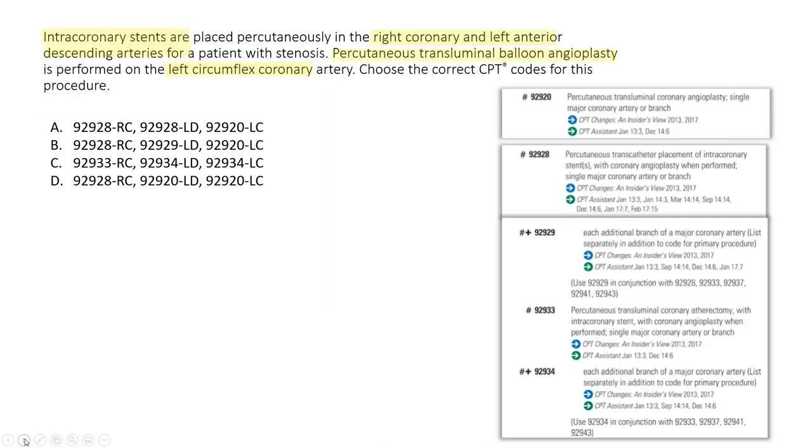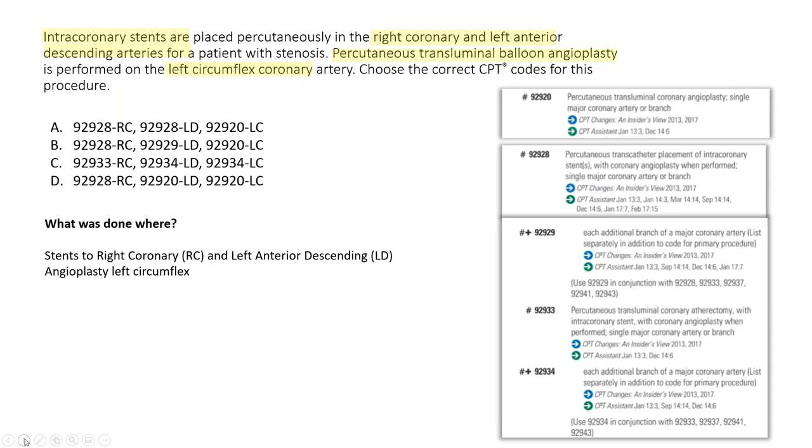Now, let's look at the full codes. Here's our list of what was done. We're looking for intracoronary stents and the percutaneous transluminal angioplasty. Let's take the odd man out, C, 92933. That is percutaneous transluminal coronary atherectomy. We don't have that documented at all. That means we can immediately eliminate C as a possible answer.